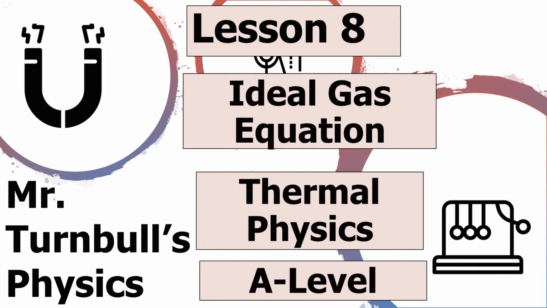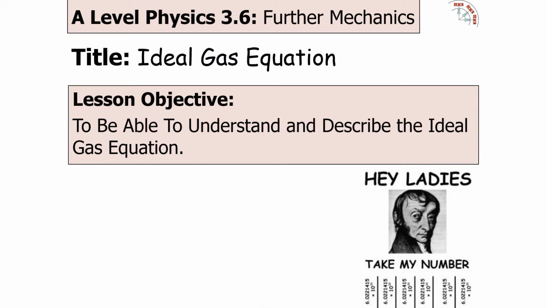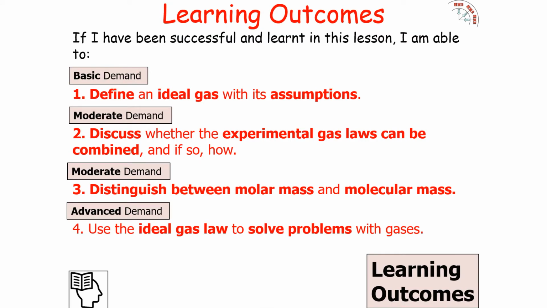So in today's lesson what we're going to do is try and understand and describe the ideal gas equation. If we've been successful, we should be able to define what an ideal gas is with its assumptions, discuss whether the experimental gas laws can be combined and if so how, distinguish between molar mass and molecular mass, and then finally use the ideal gas law to solve problems with gases.